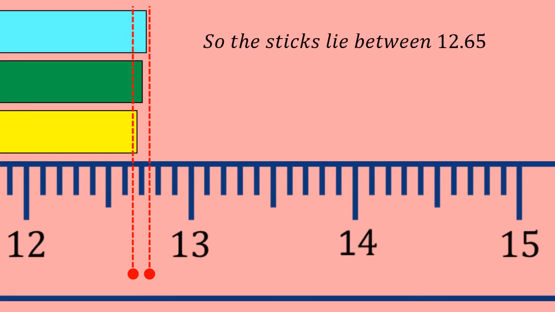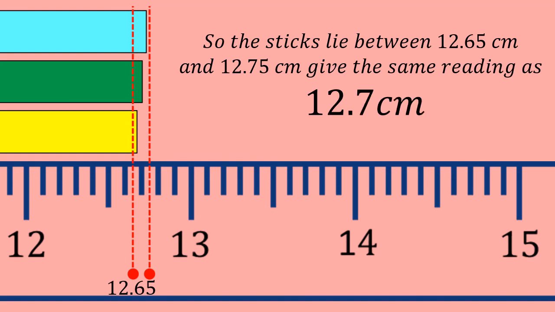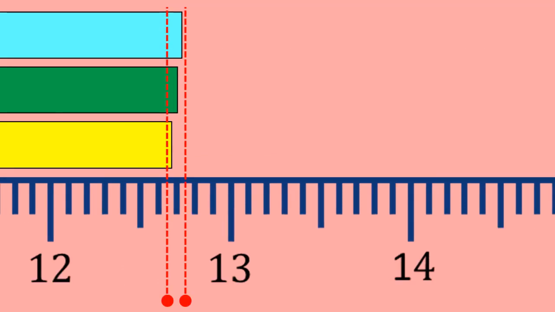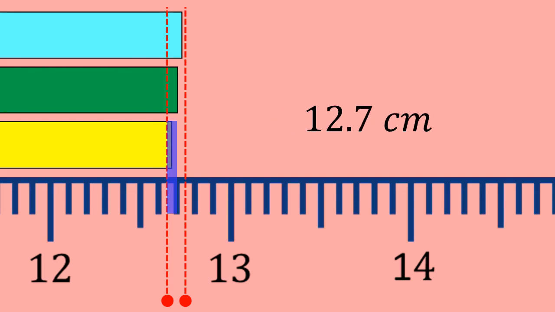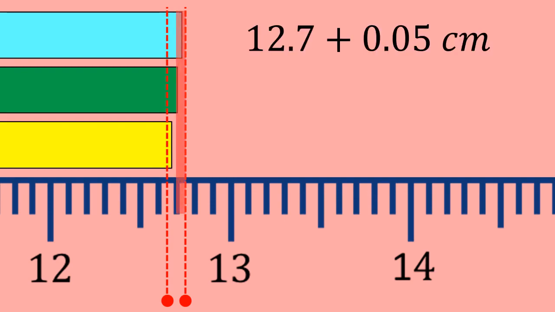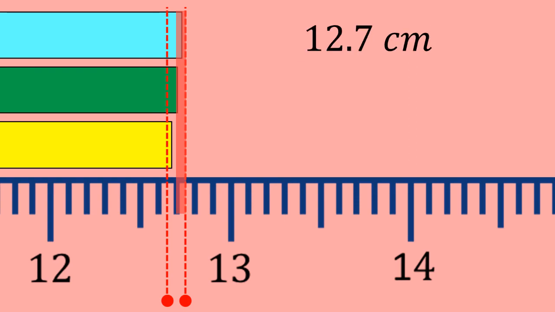So the sticks that lie between 12.65 centimeters and 12.75 centimeters give the same reading as 12.7 centimeters. Amazingly, three different sticks have the same reading. Hence, the stick which has actual reading 12.7 minus 0.05 centimeter will also be read as 12.7 centimeters. And the stick which has actual reading 12.7 plus 0.05 centimeter will also be read as 12.7 centimeters.